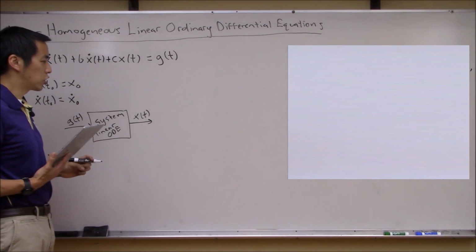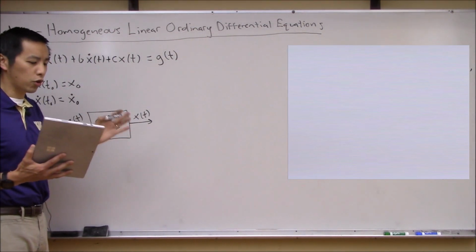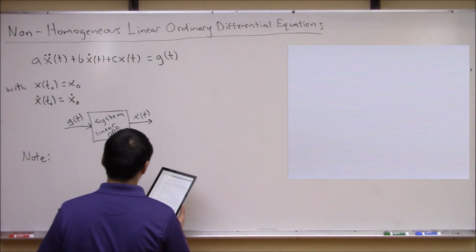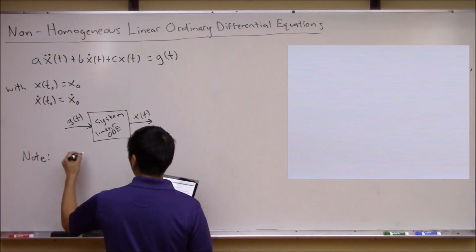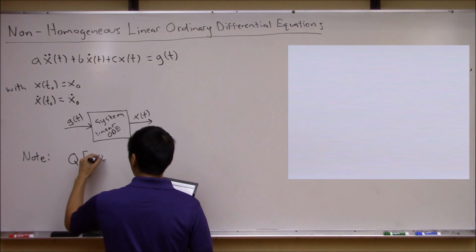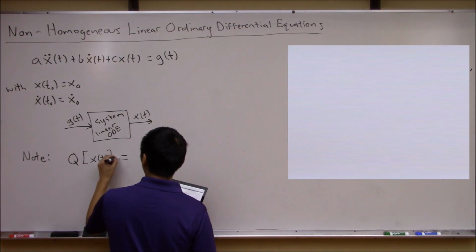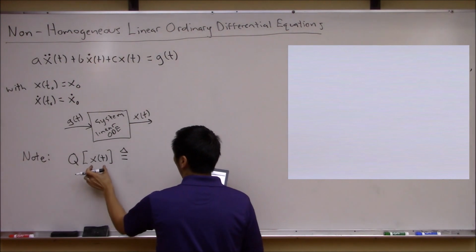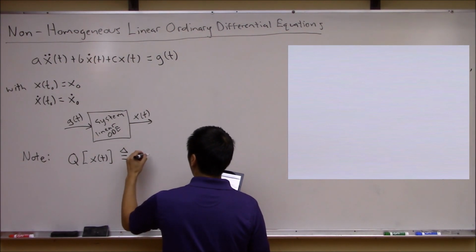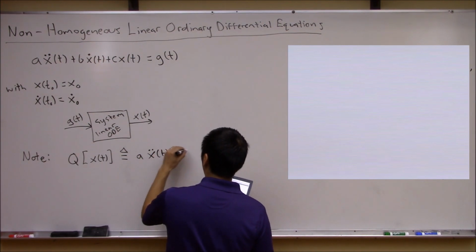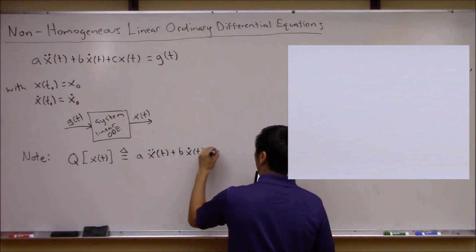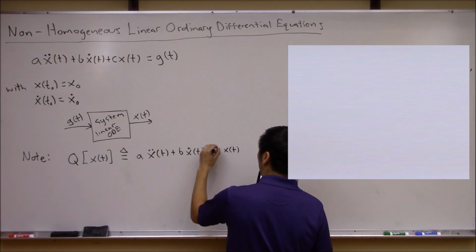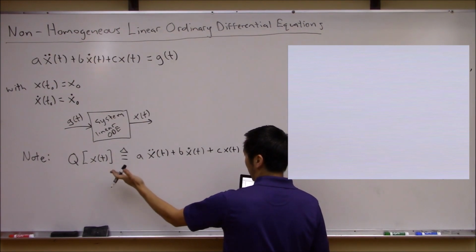Plus c times the function, right? I don't want to have to keep rewriting that over and over. So I'm going to define an operator. Let's call this operator Q. When you pass it the function x of t, or any function, the way it's defined is, it takes the second derivative, tacks on an a in the front, takes the first derivative, tacks on a b in the front, and then takes the function itself and tacks on a c. That's all that function does.